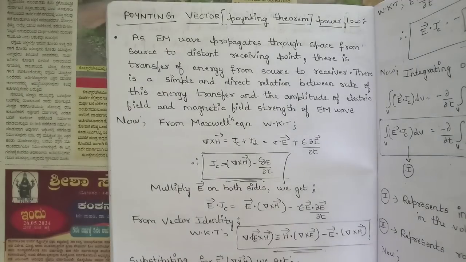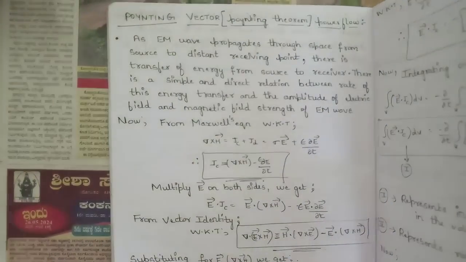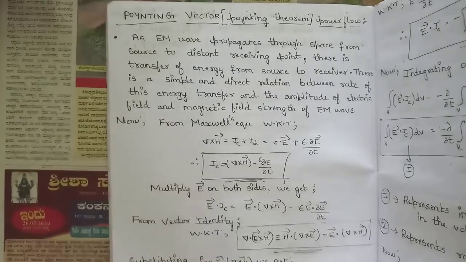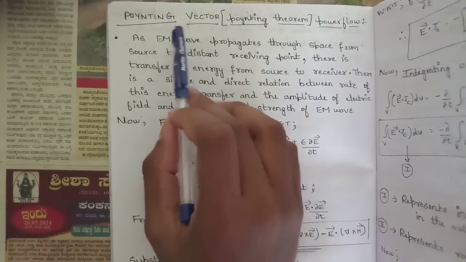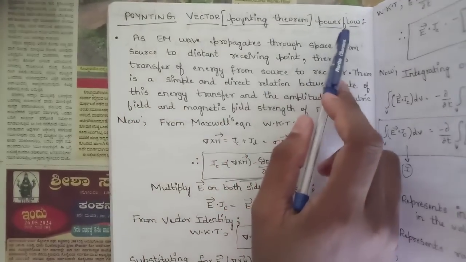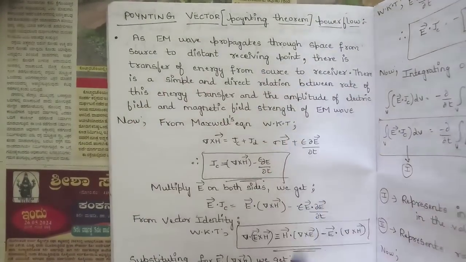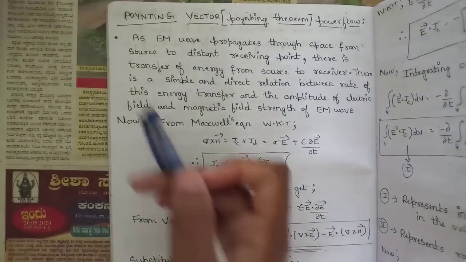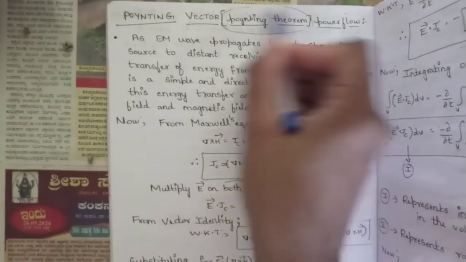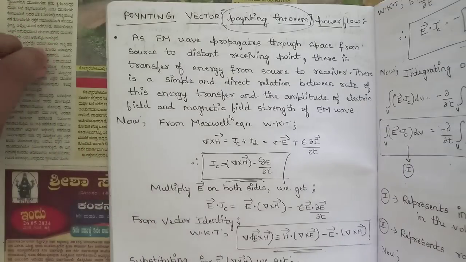So in this session we are going to discuss one more important concept from module 5. Till now we have covered most of the concepts in our previous videos. Those who have not seen them, you can first refer to those videos and then see this one. That is Poynting vector or Poynting theorem or power flow. These are the different names for the concept. You can simply remember it as Poynting theorem. So now what is this Poynting theorem?